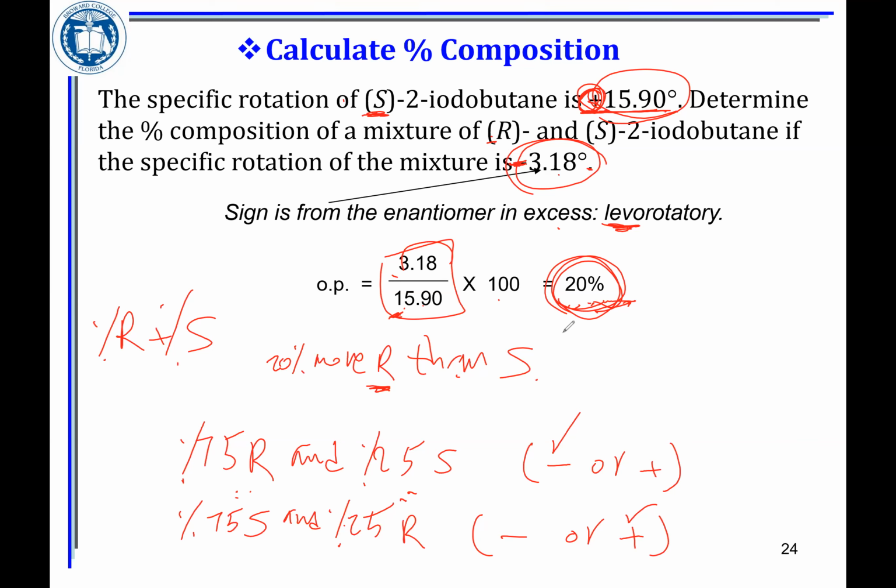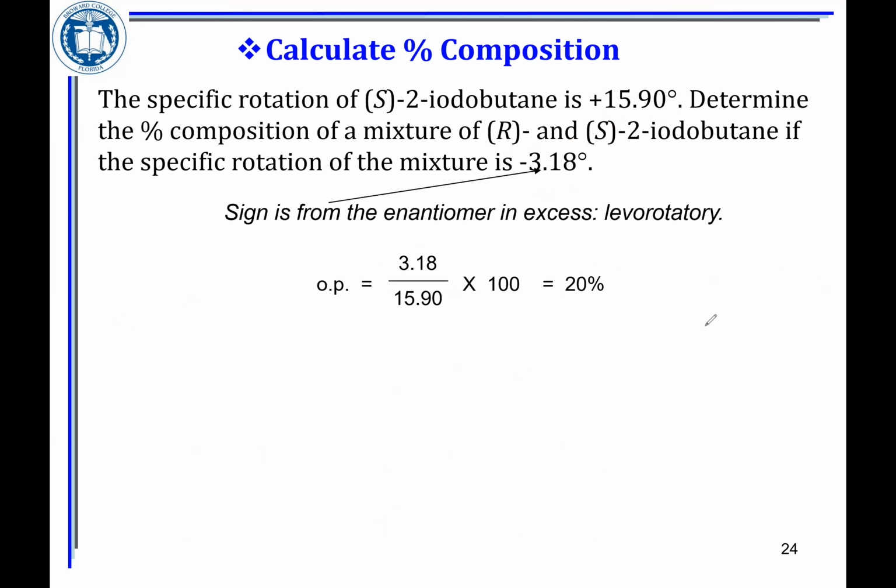So you can do mental math and come up with 60% R and 40% S, or you can set up an equation. How would you set up your equation in order to find those amounts? Now you would say S plus R is going to be 100, right? Because you have only two compounds. So S plus R is 100.